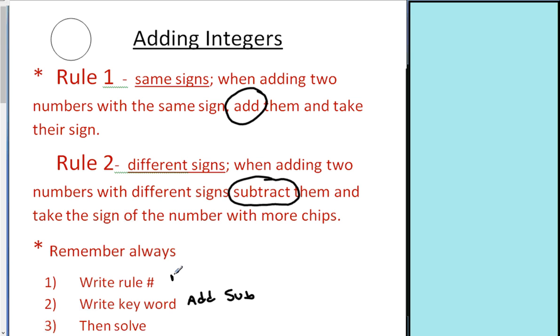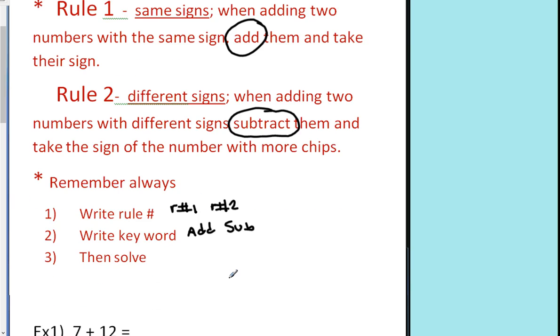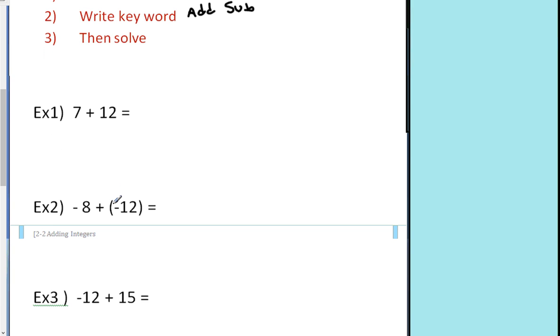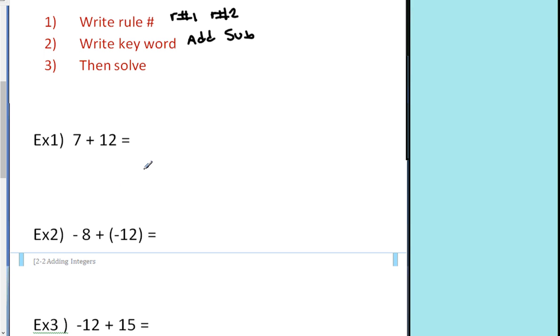Write the rule number. It's either rule number 1, you can just write R number 1, or it's R number 2. That's really poor handwriting, but you get the idea. All right, rule 1 and rule 2. Then you solve it. So don't get ahead of me here. Don't start doing this in your head. Follow the rules. And by the end of this chapter, you're going to be really good with adding and subtracting negative numbers, which is very important in algebra.